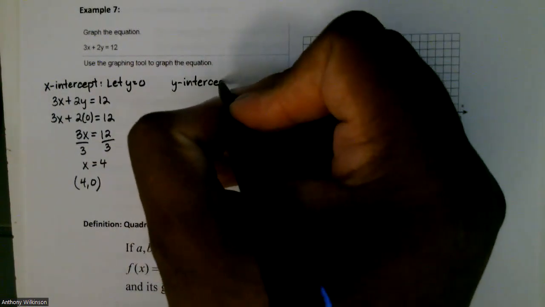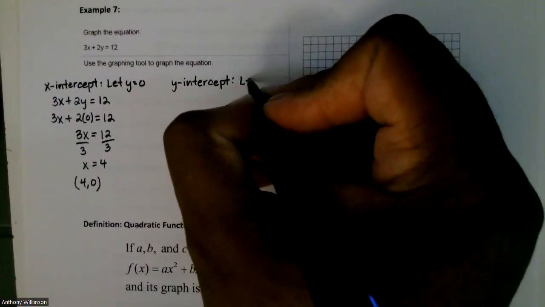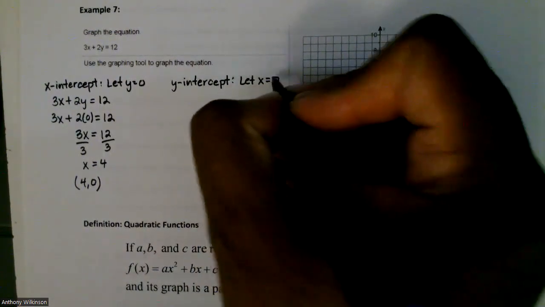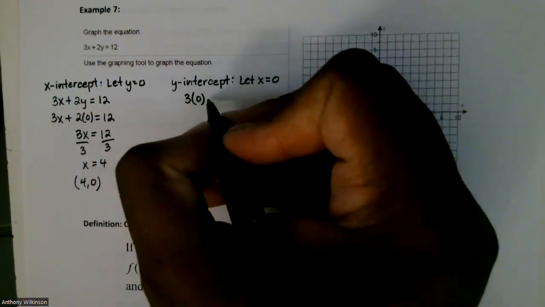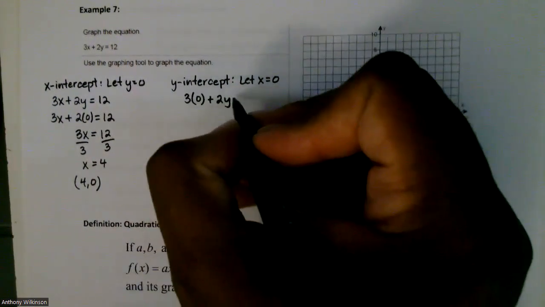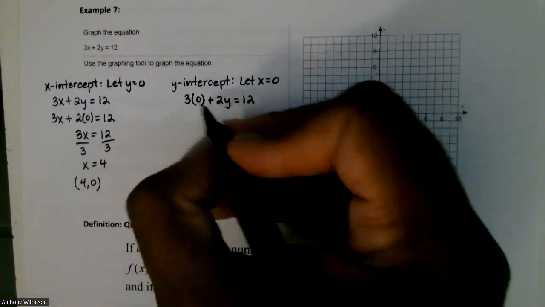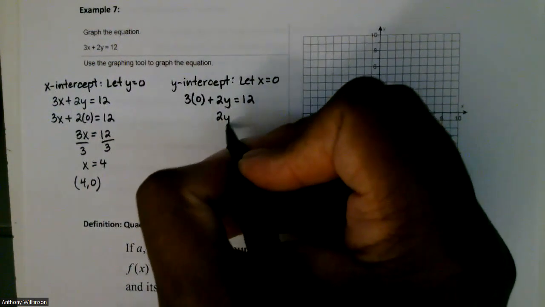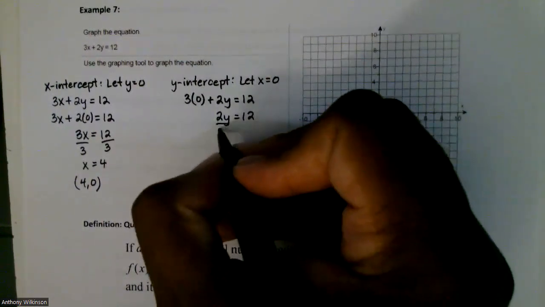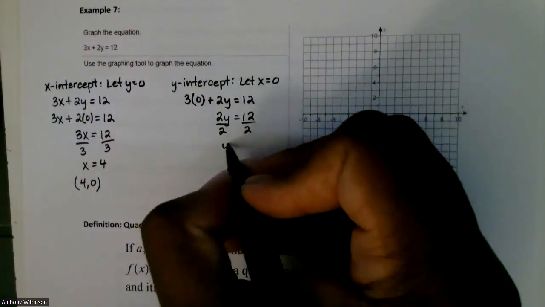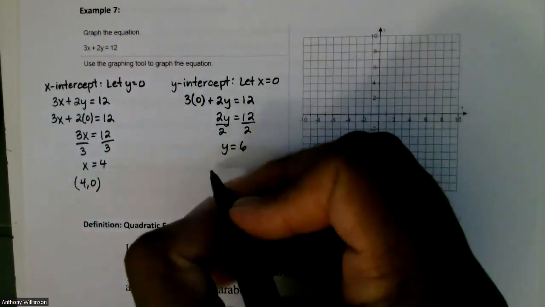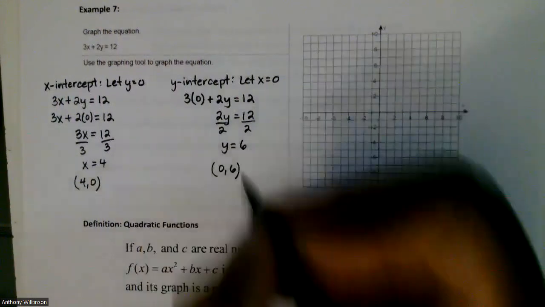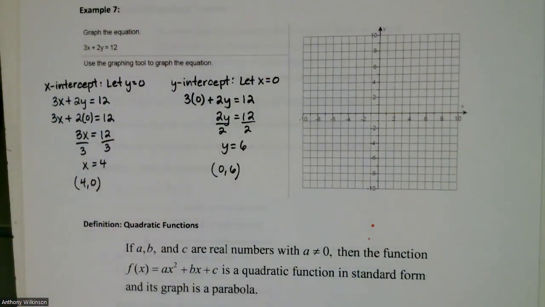Now to find the y-intercept, we let x equal 0 and solve for y. So here we have 3 times 0, plus 2y is equal to 12. 3 times 0 is 0, so 2y is equal to 12. Divide both sides by 2, and you get y is equal to 6. So the ordered pair (0, 6) will be the y-intercept for the graph of this function.